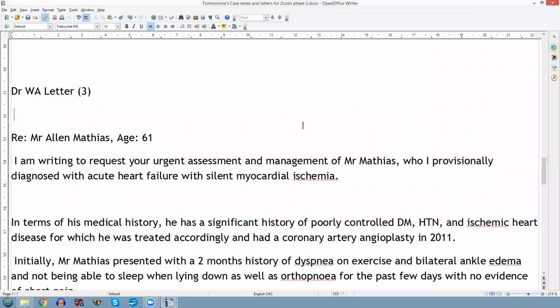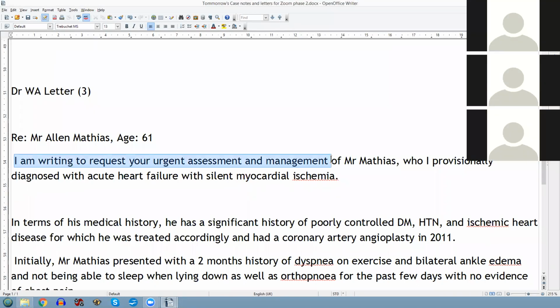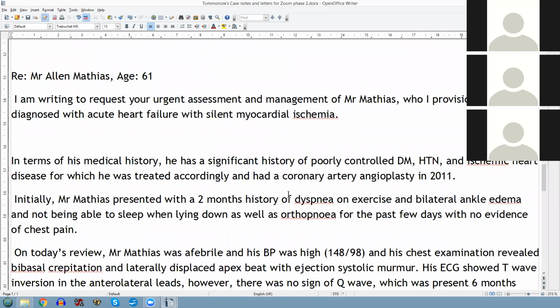So, I'm writing to request your urgent assessment and management of Mr. Matthias, who I provisionally diagnosed. Now that's pretty good, right? I'm writing to request your urgent assessment and management. So it's not split up. It's all the request part at the start. So I am writing to ask you to do something for this person who I diagnosed with, etc. So that's pretty good. That is pretty good.